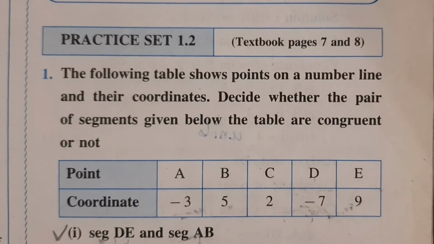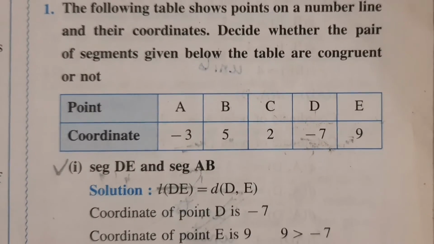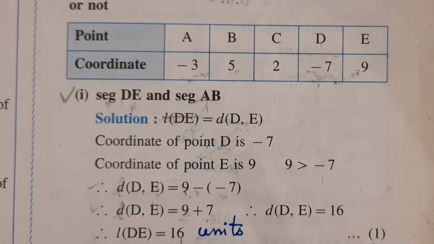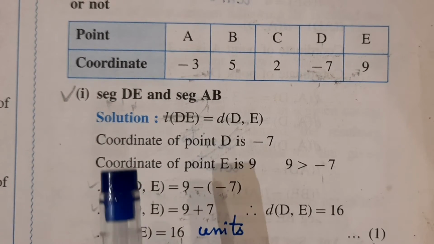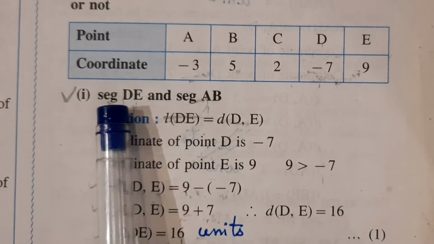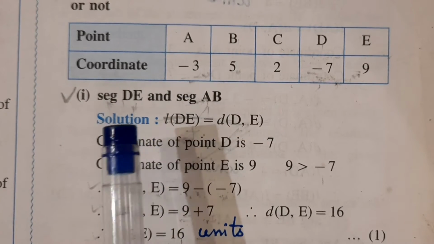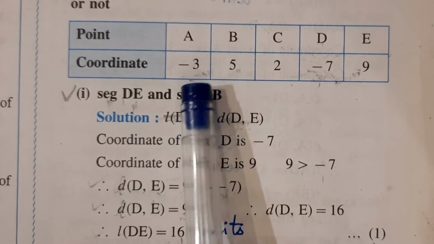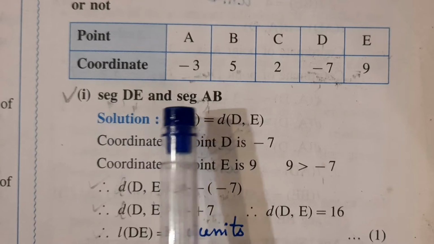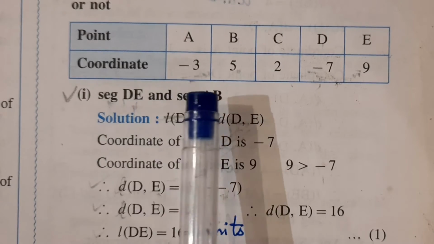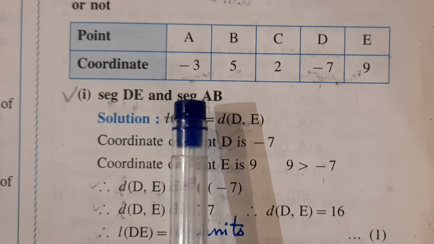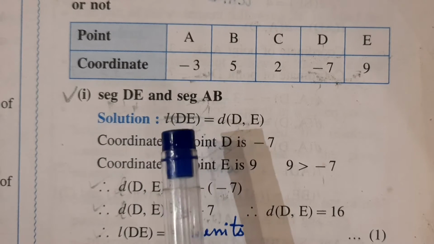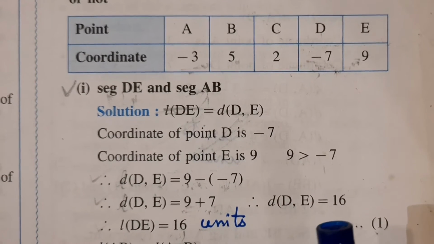Now, when are two segments said to be congruent? You should know that from your previous knowledge of standard 8th. Two segments are said to be congruent only when they have the same length. That is, they should have equal length. So we'll find the length of segment DE and the length of segment AB and see whether the length is equal or not. If both the segments have the same length, then we can say the segments are congruent. And if the two segments do not have the same length, then we'll say the segments are not congruent.